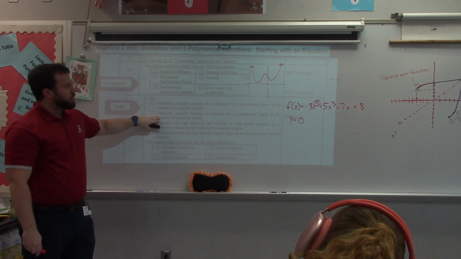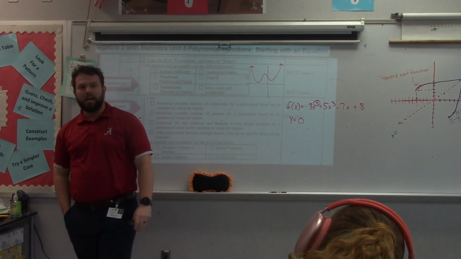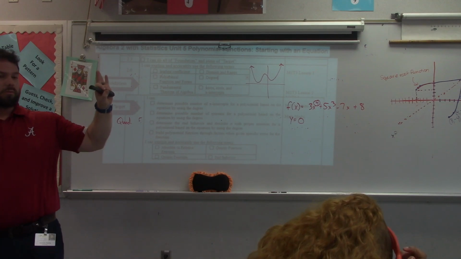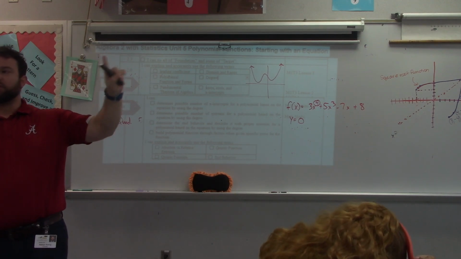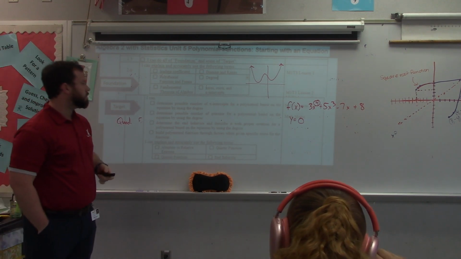Okay, possible number of extrema. How many extrema could this fourth degree polynomial have? Three. Could have three, or one. Remember, the degree minus one, but they come in pairs.